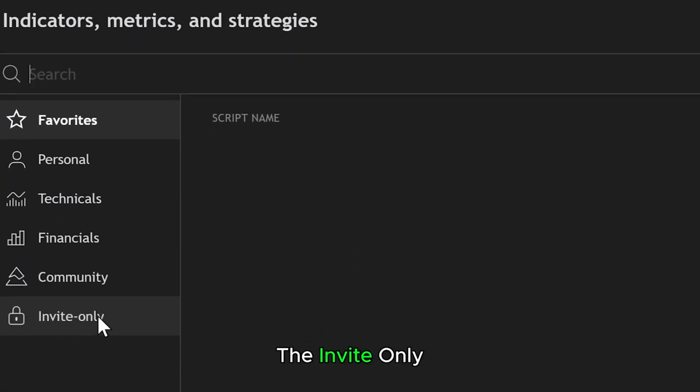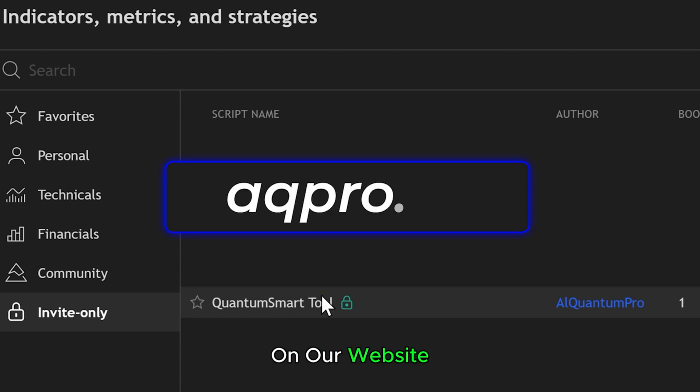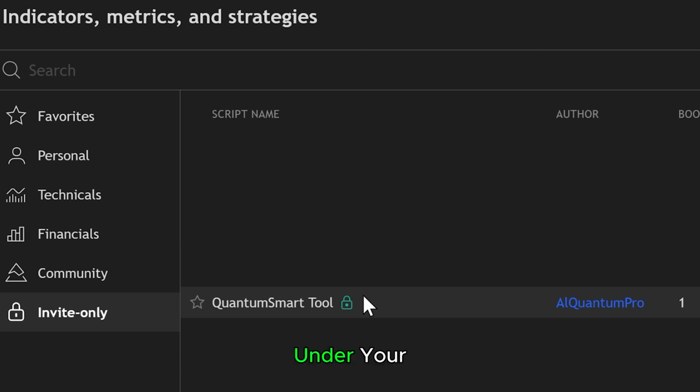To get started, open TradingView and click on the Indicators tab at the top. Then go to the Invite-Only Script section. To see Quantum Smart tool in this section, you must first subscribe to it on our website using your TradingView username. Once your subscription is active, the Quantum Smart tool will appear under your Invite-Only scripts. Simply click on it to add it to your chart.